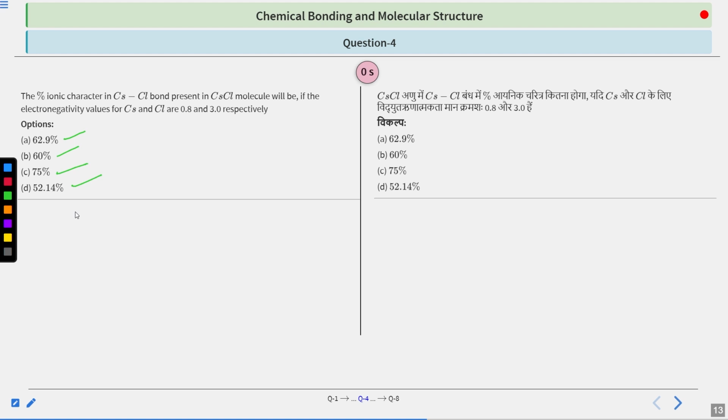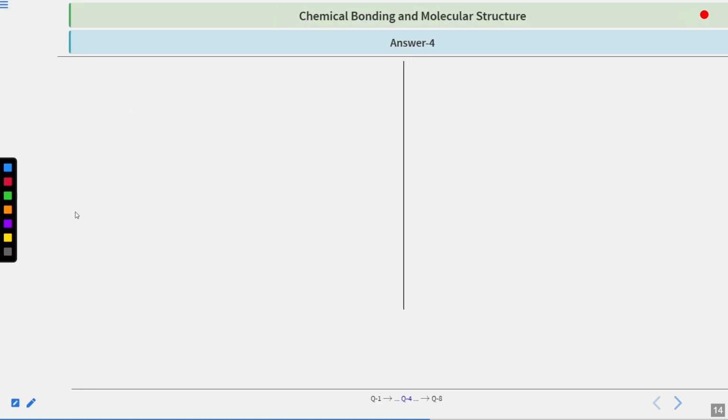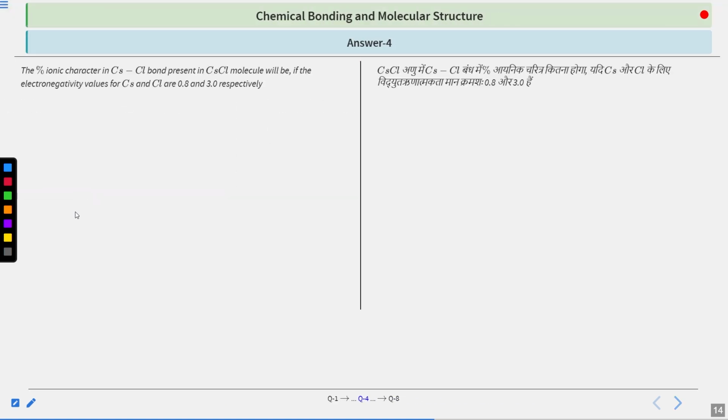Okay. Now let us see the solution. First of all, what is being asked here? You are given a molecule CsCl, and you have to find the percentage ionic character of the bond between Cs and Cl. The electronegativity values of Cs and Cl are given, which is for cesium and chlorine. Cesium is electropositive, so it will have a low electronegativity value, and Cl is highly electronegative, so it will have a high electronegativity value. So the answer is D.